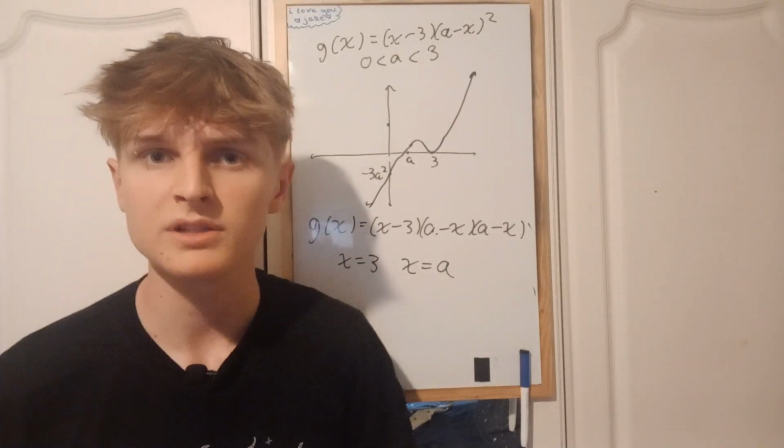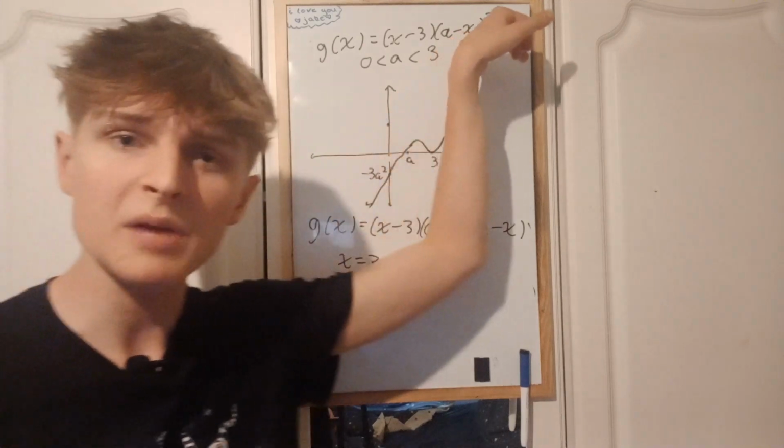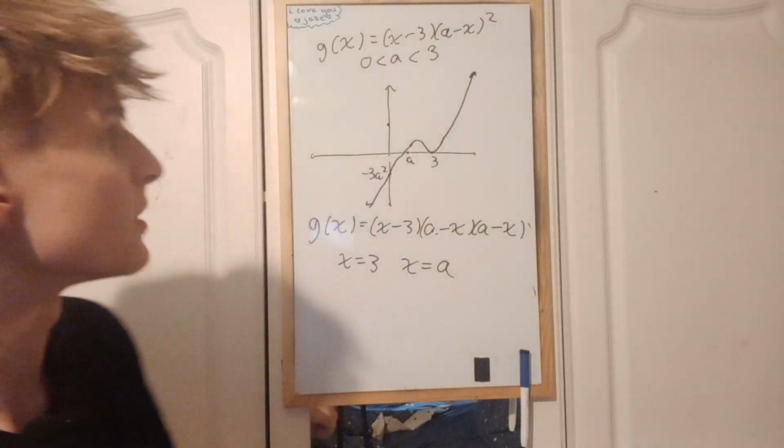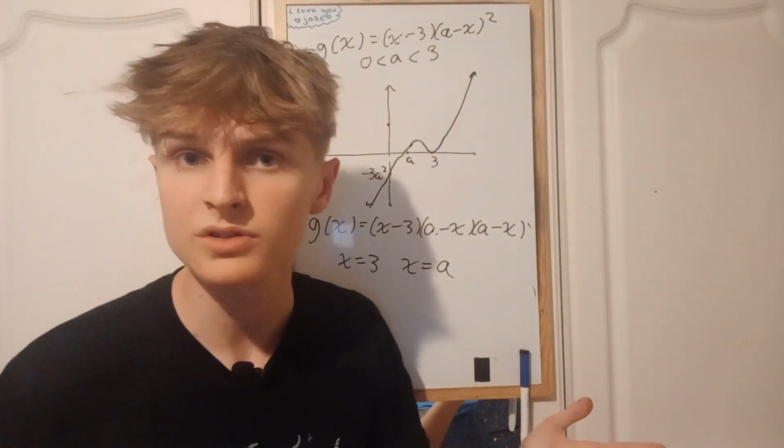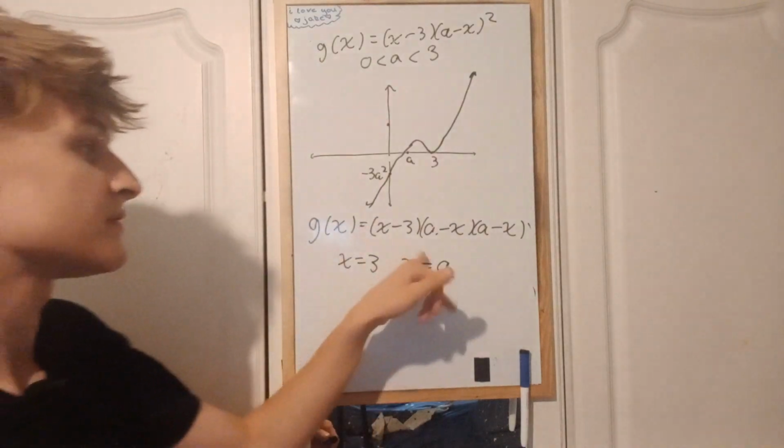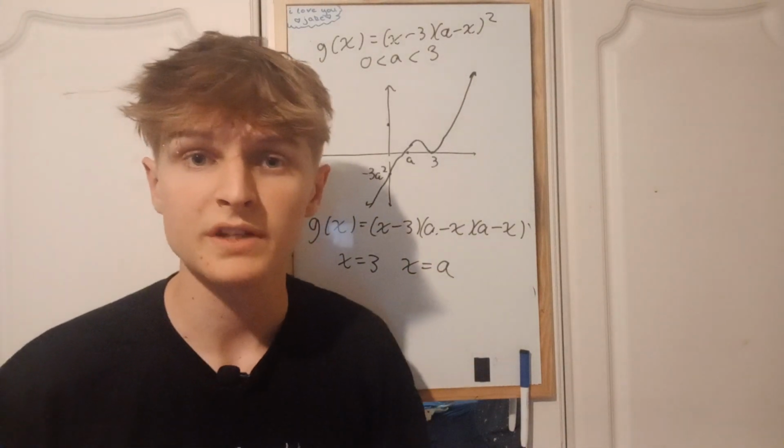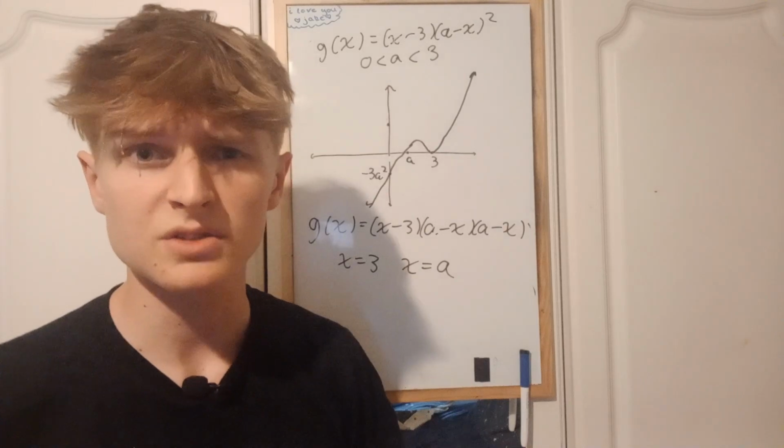That was quite a hard question, mainly because of the (a minus x) squared, which can trick you, and also the fact you've got an unknown which you're trying to graph, and also the fact you've only got 2 roots for your cubic, so you've got to figure out how to make it only intersect the x-axis twice.